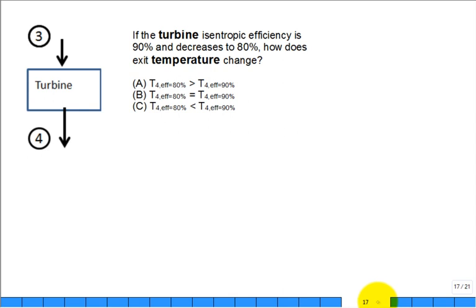They go with the turbine, don't they? Tell me what the temperature does as the isentropic efficiency goes down. What does the exit temperature at 4 do? Good. Yep. Good. Pretty nice, huh?